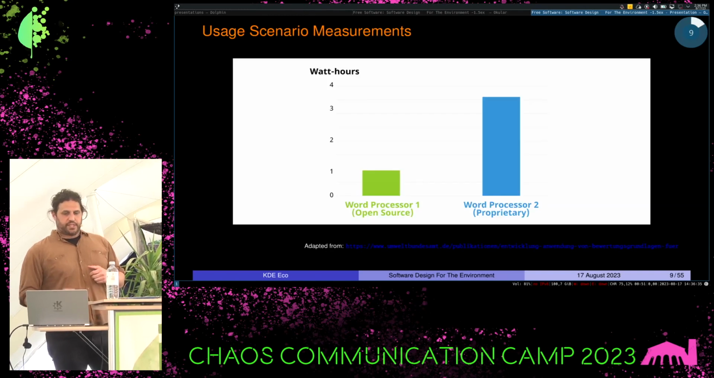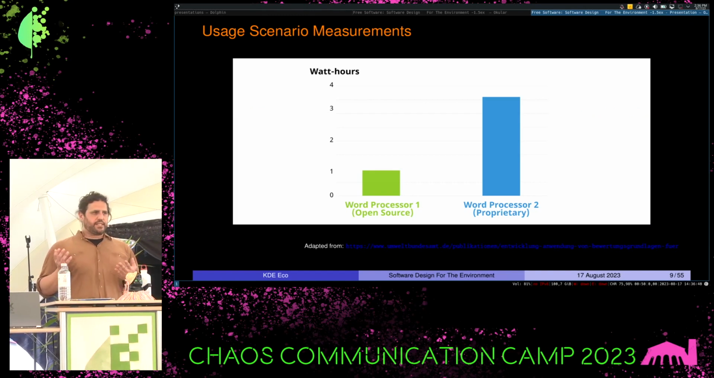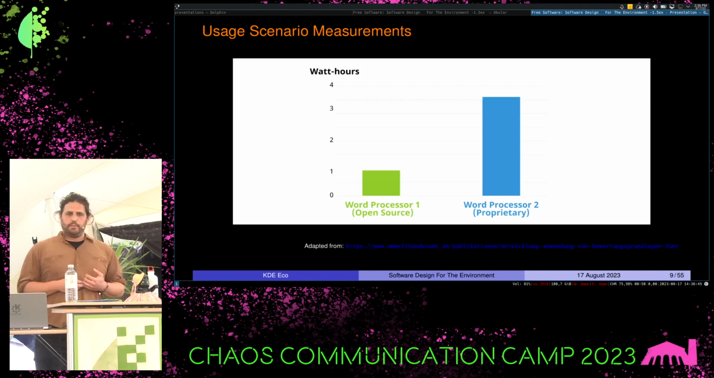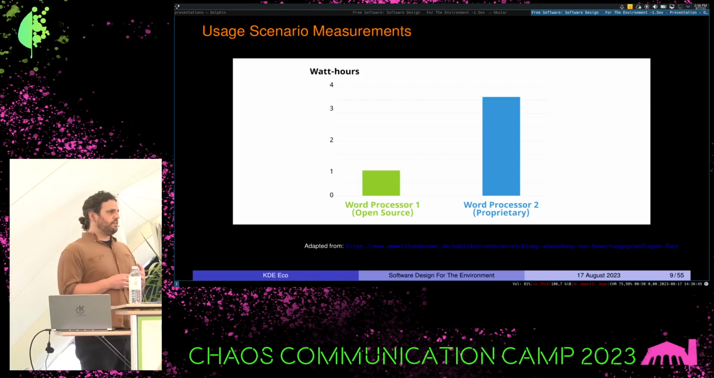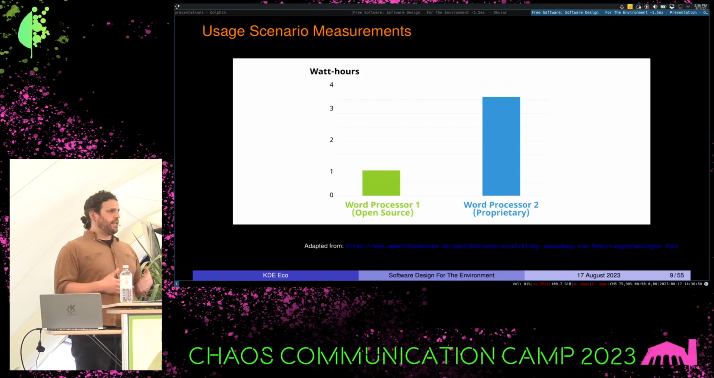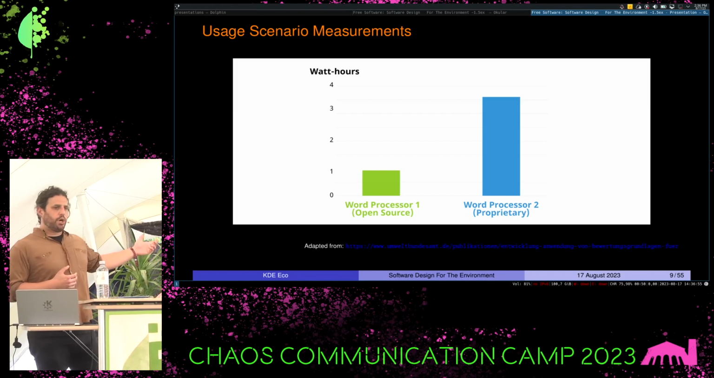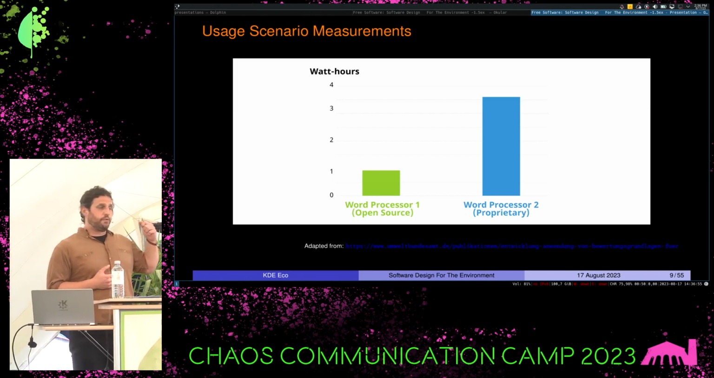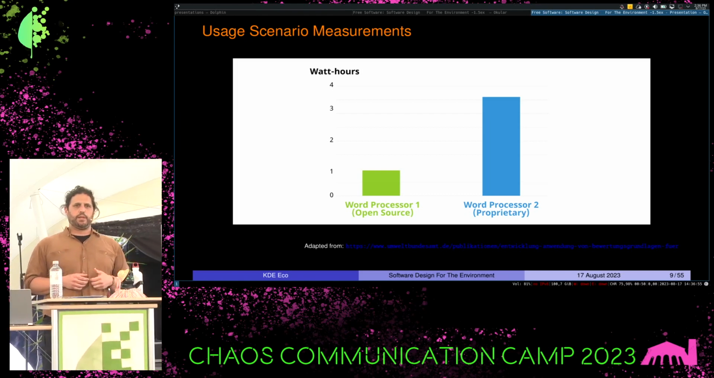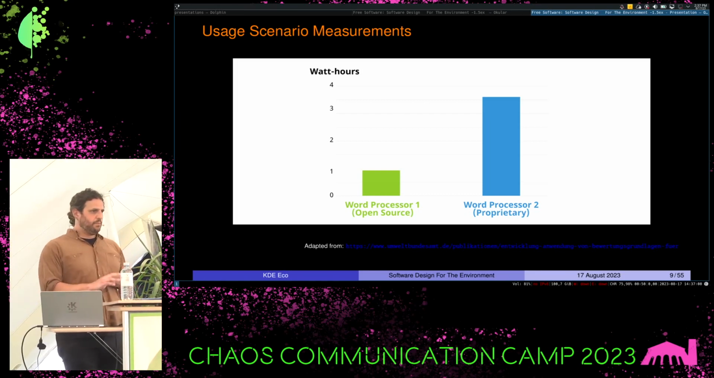So first, in terms of efficiency, this is a comparison of two word processors. It's from the Umweltbundesamt. It's some research done by the Umweltcampus Birkenfeld, in which they compared various software products doing the same thing and then looking at their energy consumption differences. Word Processor 1, the green bar plot, is a free and open source software product. They don't mention which one. The blue one is a proprietary one. Again, they don't mention which one.